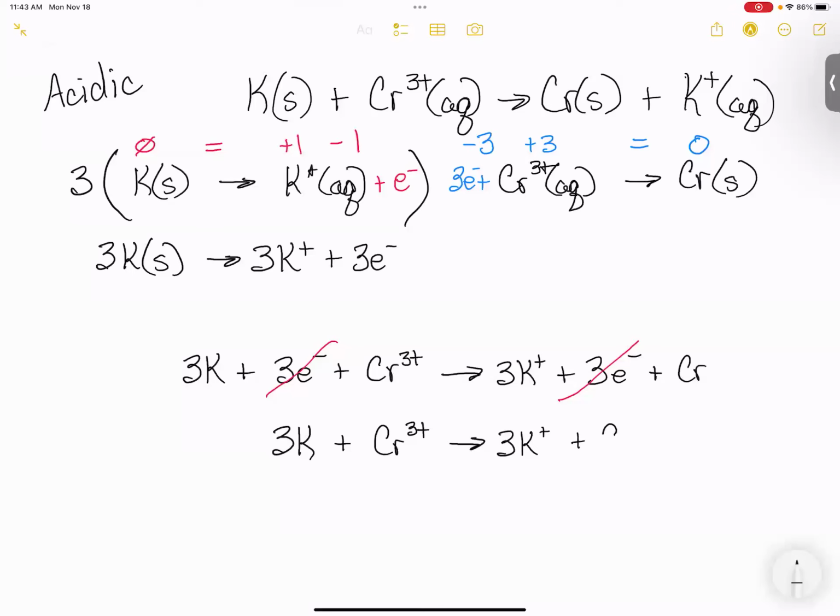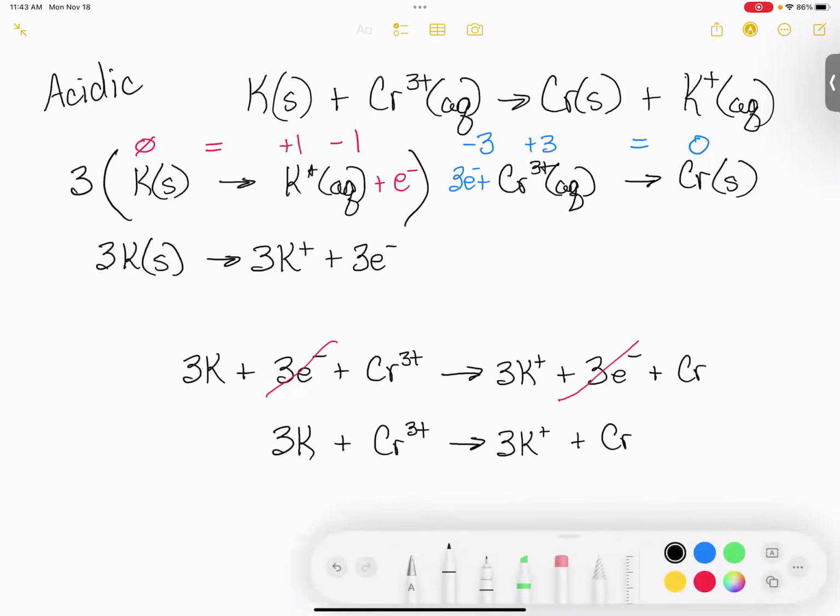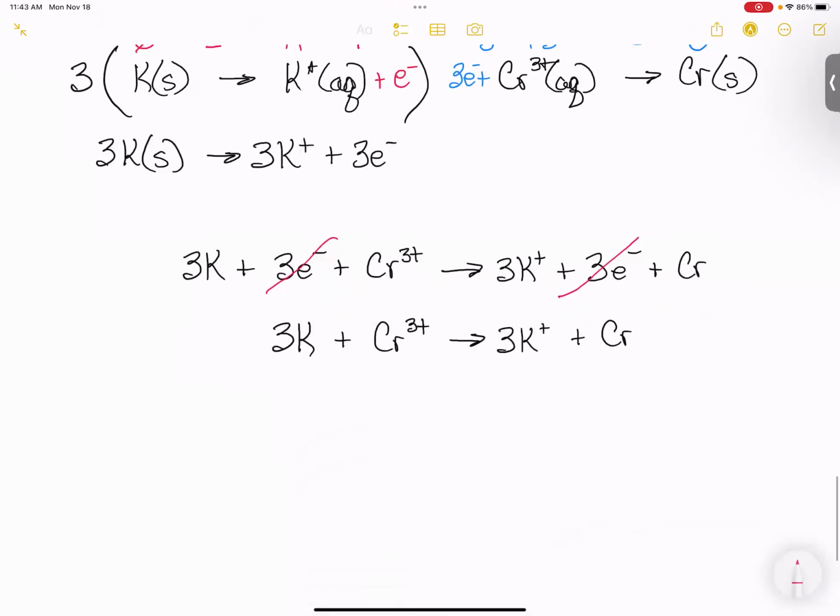You should always do a check to make sure that the number of elements is the same and to make sure that the charge is the same. And what I see is, if I list this out, I have potassium, chromium, and charge. On the left-hand side, I have 3 potassium, 1 chromium, and the overall charge is a +3. On the right-hand side, I have 3 potassium, 1 chromium, and the overall charge is a +3. So this is a balanced redox reaction.